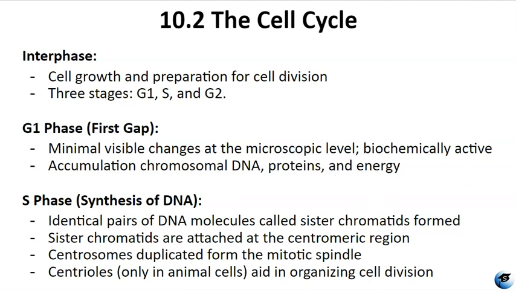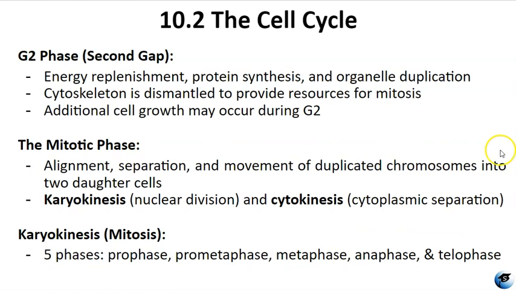Then we have the G2 phase. The G2 phase is where the cell replenishes all of its energy stores, and it also makes proteins needed for chromosome manipulation and movement. Organelles are duplicated in the G2 phase, and the cytoskeleton is dismantled to support the upcoming mitotic phase.